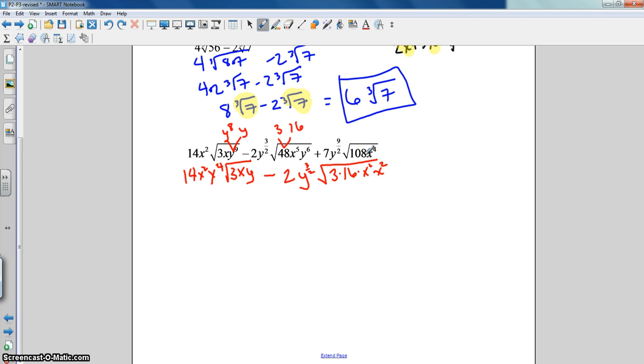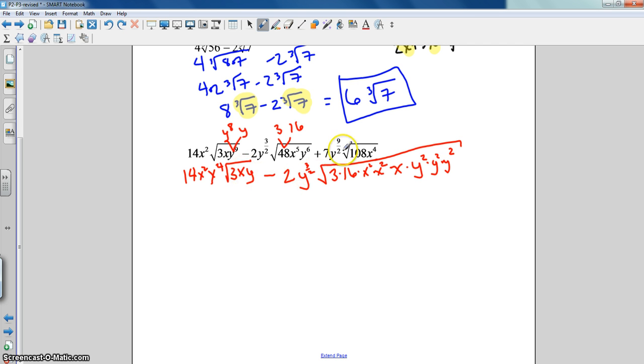Okay, so I'm looking for any multiples or 2 of a given thing or a given term being multiplied together. So I have x squared, and x. Y to the 6th, that is y squared times y squared times y squared, all underneath the radical.